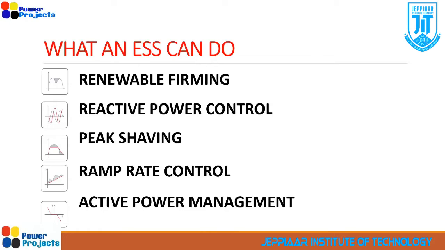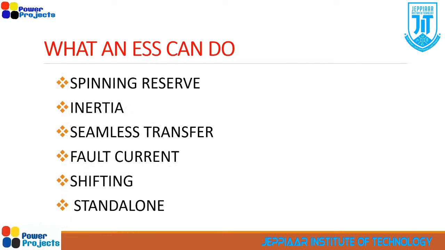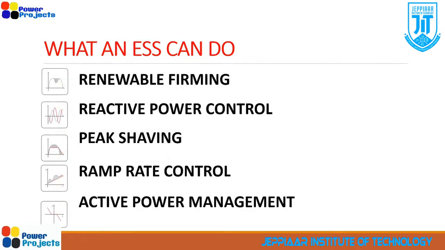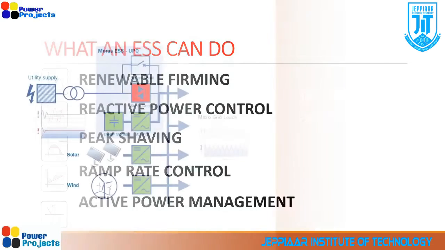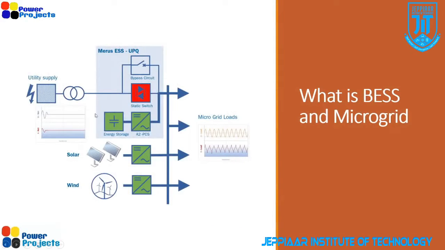Active power management, that is to maintain the frequency. It can be used for a spinning reserve. It adds inertia. It can be used for a seamless transfer. It can contribute a higher fault current, so that the protection coordination could be better. Shifting: it can shift the loads, it can shift PV or wind solar, and it also helps to operate the systems in a standalone mode. So these are all terminologies. Don't worry much about these terminologies, but everything can be explained with the same things.